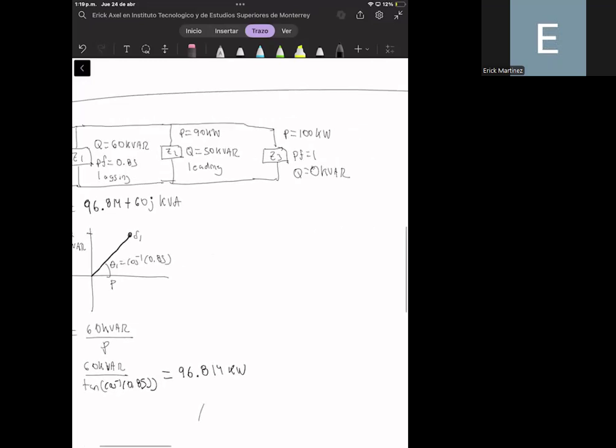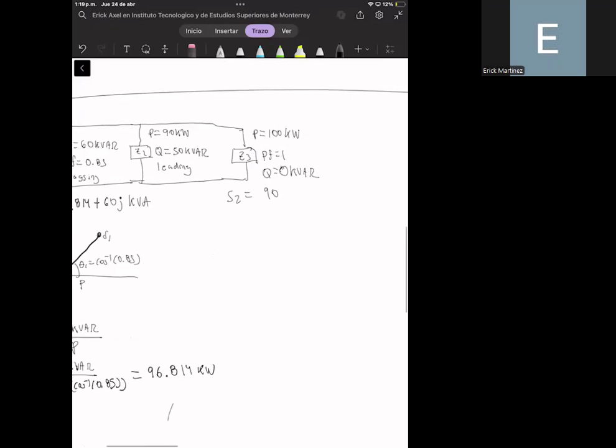The second complex power is a little bit more simple. We know that the real power is 90 kilowatts, and the reactive power is 50 kilovars. And we can say that these are kilovolt-amperes because we have kilowatts and kilovars. And, well, there is an error here.